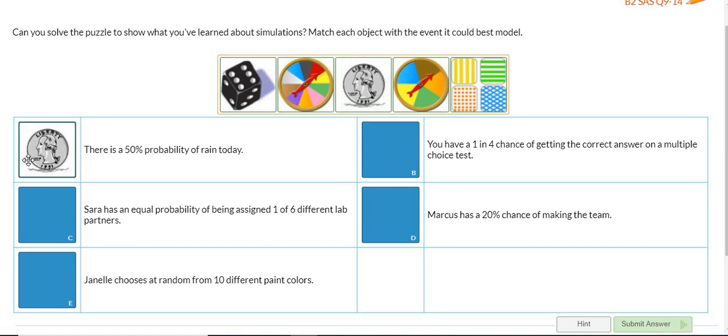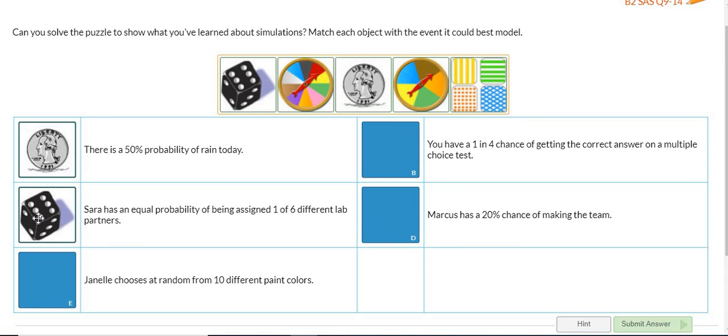Next, Sarah has an equal probability of being assigned one of six different lab partners. 1 out of 6 different lab partners. So I need 6 sections. The object that has 6 sections would be the die. So I'm pretty sure that's B in your case for number 10. Number 9 was E.